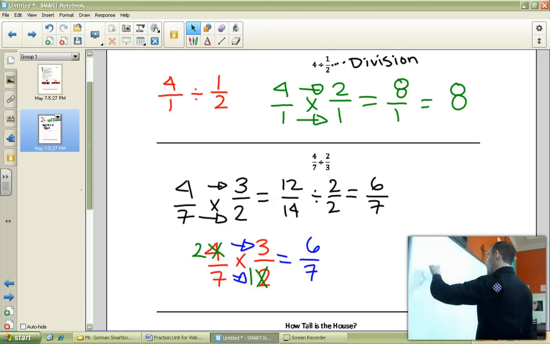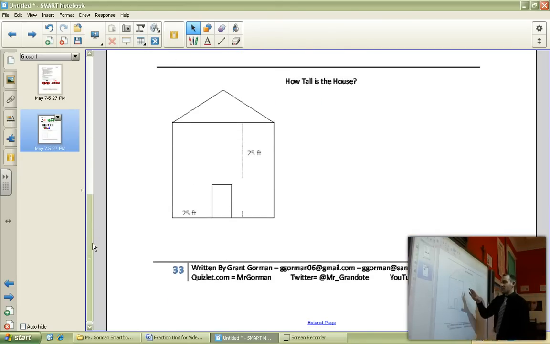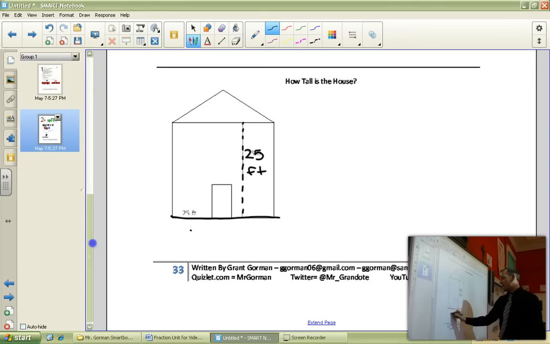Next up, we're going to slide down. We're going to do a little challenge problem. It's kind of hard to see. The Microsoft Word didn't print this off very nicely for me. So I'm just going to tell you that this is just a little line telling you that this is 25 feet tall right there, and that across the base of the house it's 25 feet as well. And the question is, how tall is the house? We know up to here it's 25, but we don't know up to there.